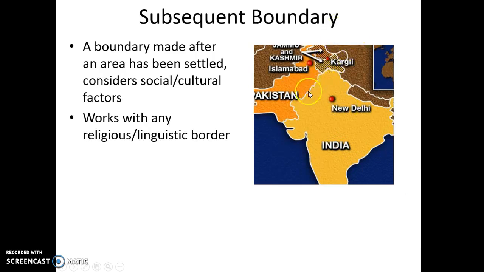So this boundary right here between Pakistan and India, when India was partitioned and divided after it became independent from Great Britain, this was established along the lines of religion. Pakistan is primarily Muslim, and India is primarily Hindu, and so the boundary was between where the Muslims and the Hindus would mix and interconnect.